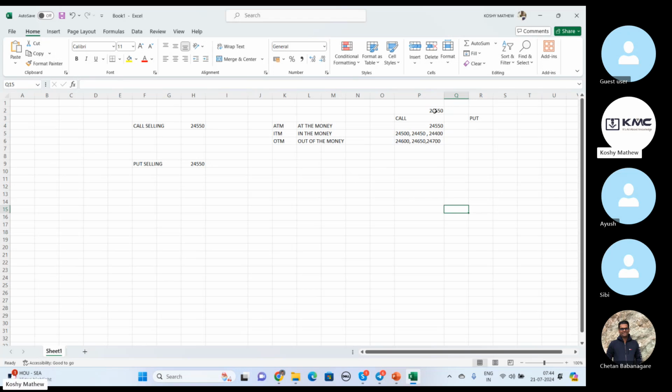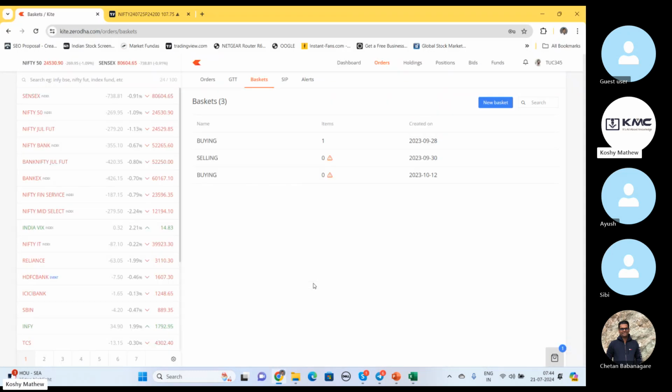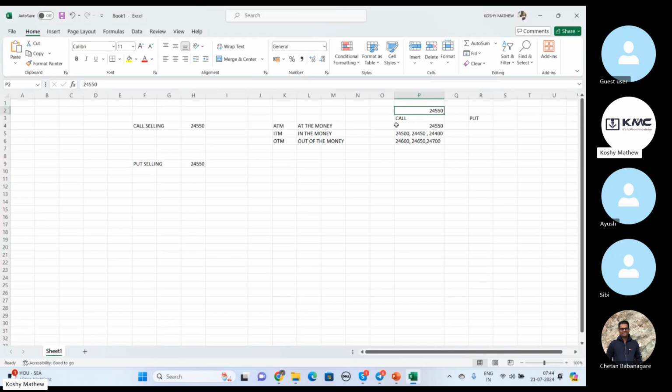Remember, whatever strike price the market is currently holding, when you look at Nifty 50, it's 24,530, because you don't have a strike price for 24,530, so you're putting it as 24,550. At the money, 24,550. In the money, anything inside 24,550.